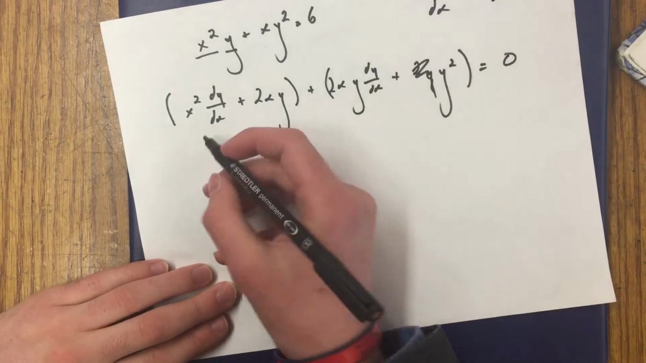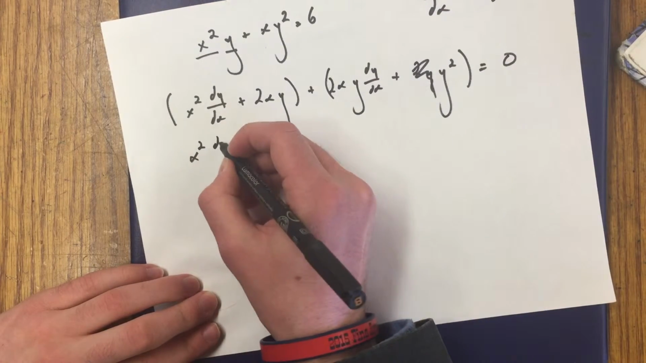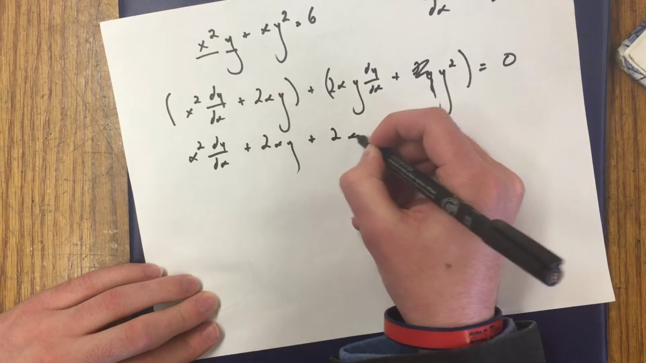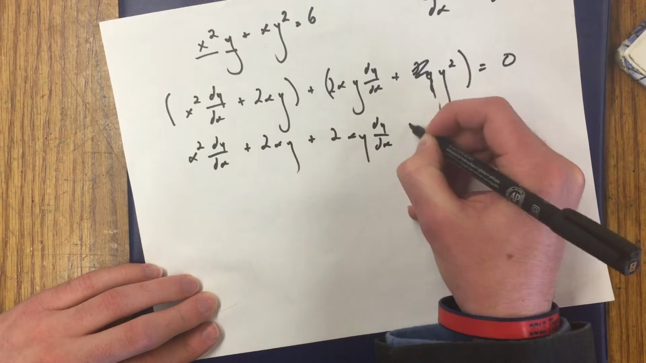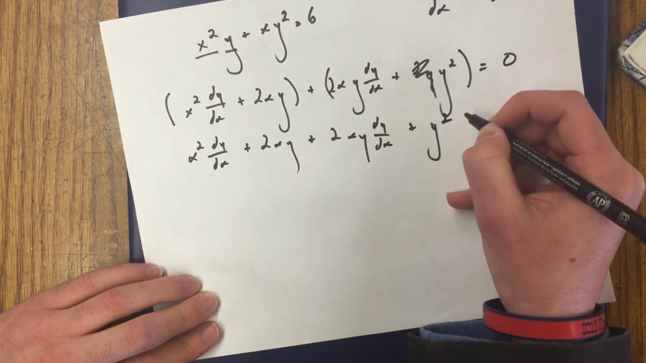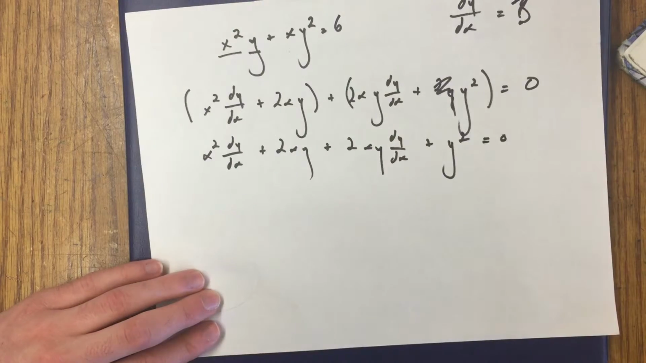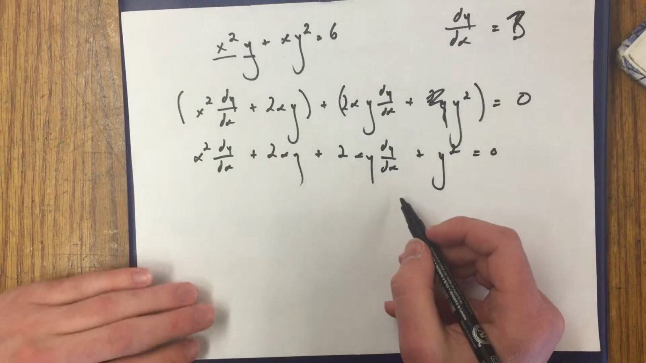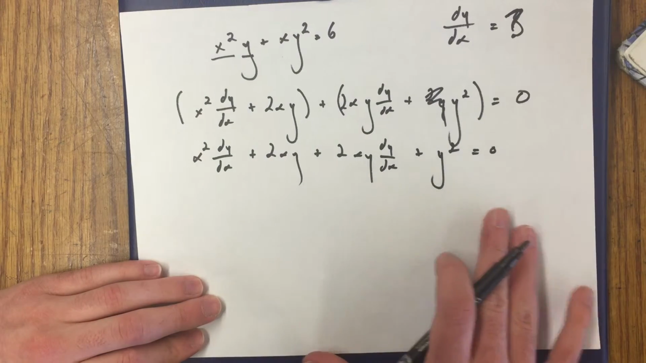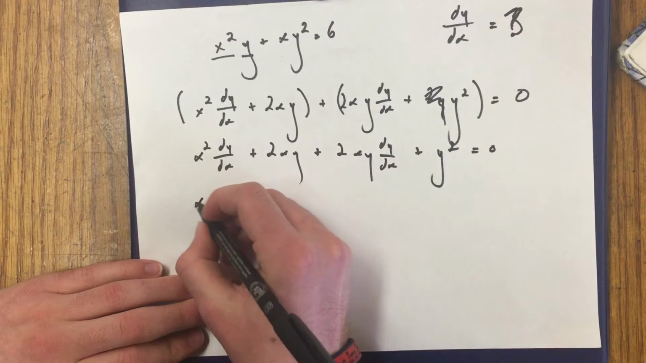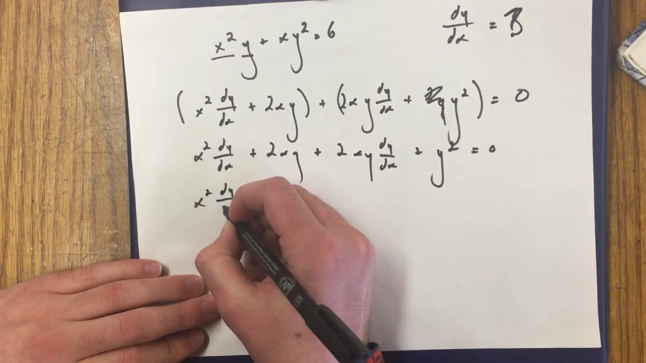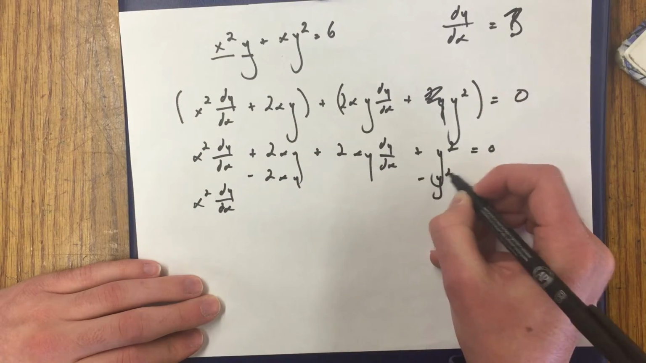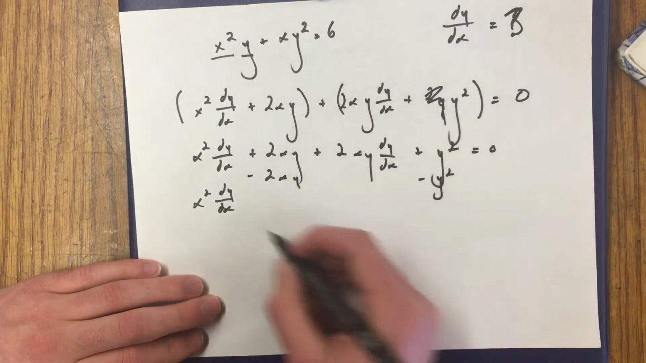Here we go. So I'm going to bring these all out of parentheses. x squared dy/dx plus 2xy plus 2xy dy/dx plus y squared equals 0. So what we want to do is get dy/dx on its own on one side. First we're going to move all the terms that don't have dy/dx over to the other side. So we're going to leave x squared dy/dx. We're going to subtract 2xy and y squared from this side and move it to this side.